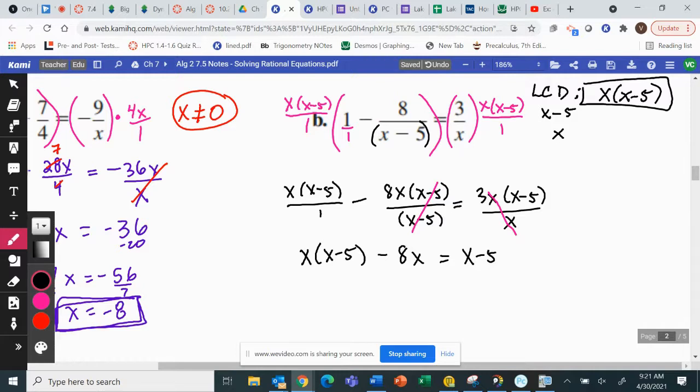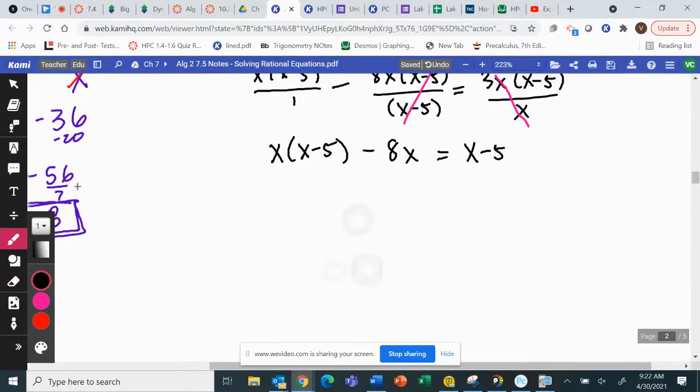We are solving an equation, so I will distribute. When I distribute, I notice there's an x squared in it, so I'm going to set it equal to 0.